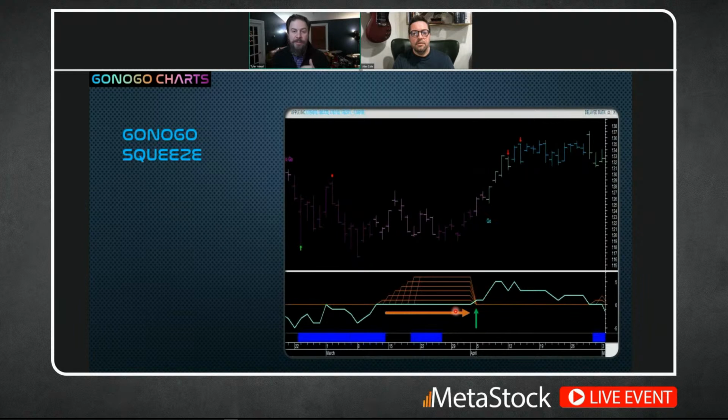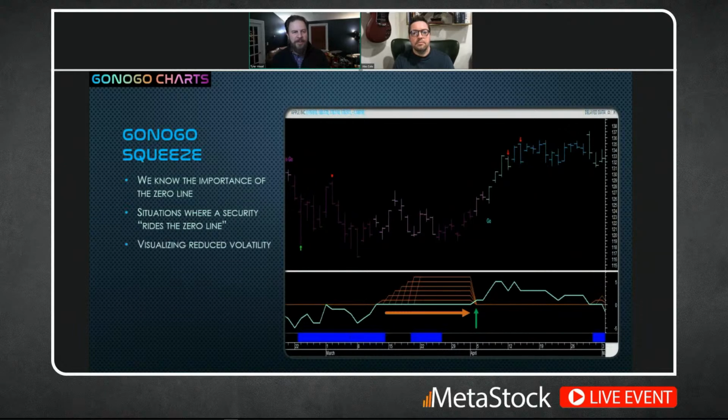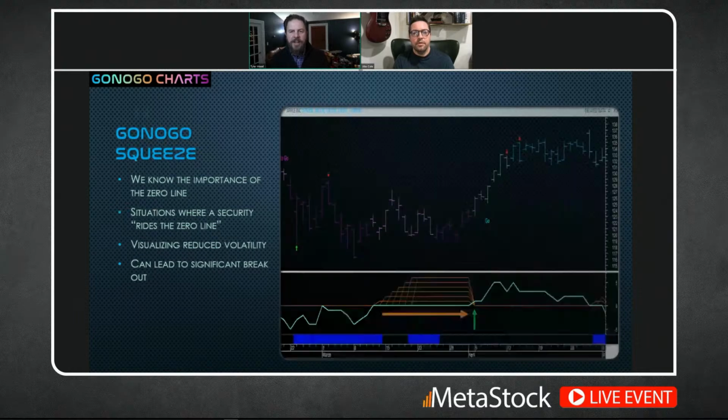Oftentimes it's a strong or violent move when we break out of a max squeeze of volatility. So we've got trend, momentum, volume, and volatility all in a single chart that is keeping our focus on price. That is the whole point of GoNoGo Charts, that we want to reduce analysis paralysis. We want to make sure that you can make simple, easy, executable trade decisions. So let's do a few together. We're going to look at some current examples.